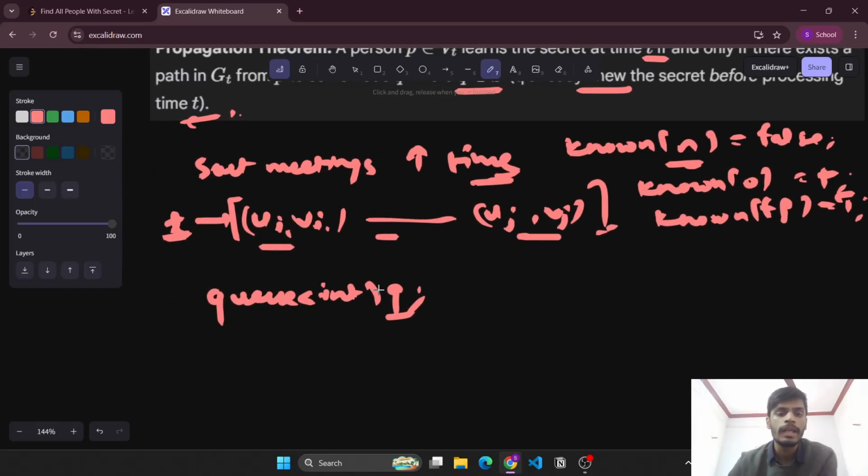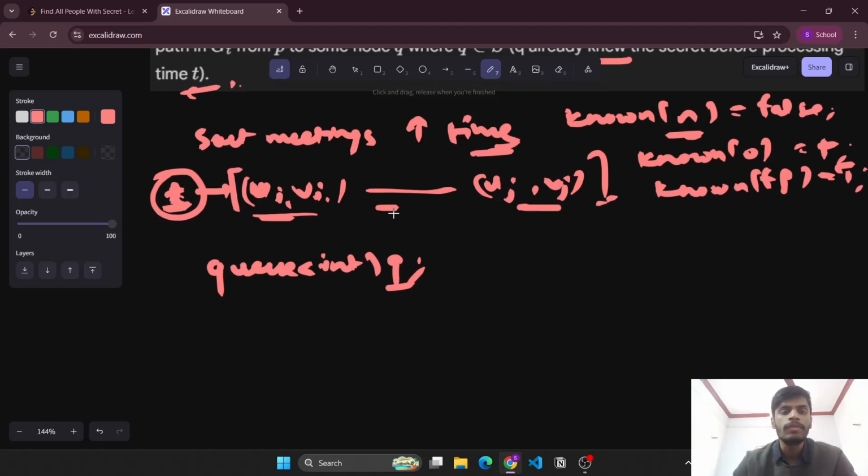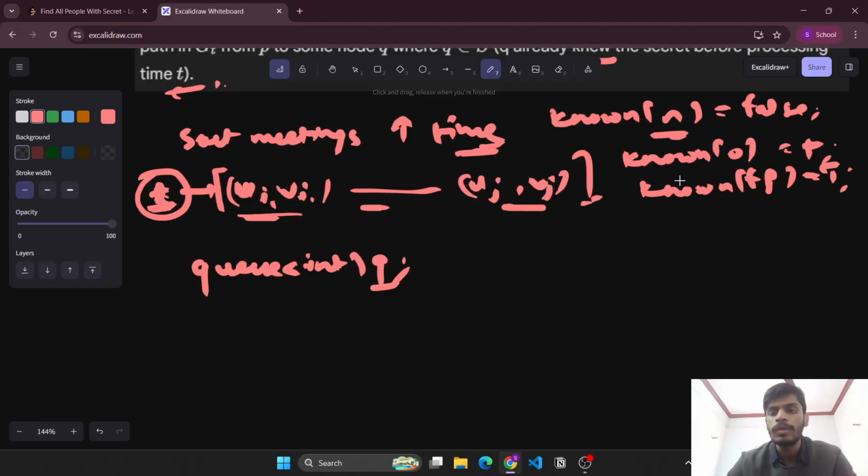Now we simply initialize the queue and traverse through all the nodes which are present at this particular time. So we also need to know what people are present at this particular time. We'll use a set to store these people, and then we'll simply iterate through the set to identify those people for whom the known value is true. And if it is true, then we'll simply push it in our queue.